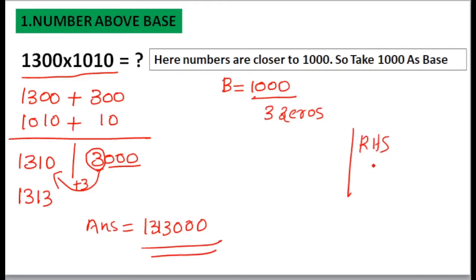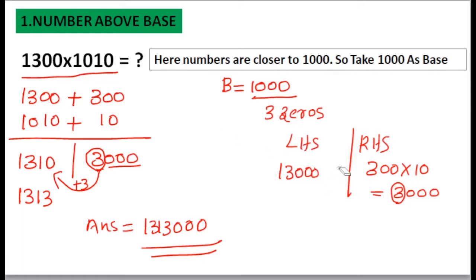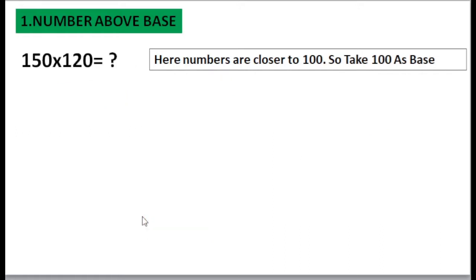Your RHS is 300 into 10, which is equal to 3000, but 3 will be carried over. And your LHS is 1300 plus 10, that is 1310. Now 3 is carried over, that is 1313. So your answer is 1313000.